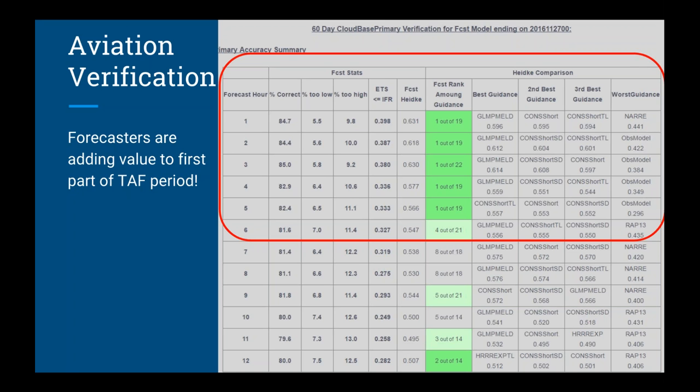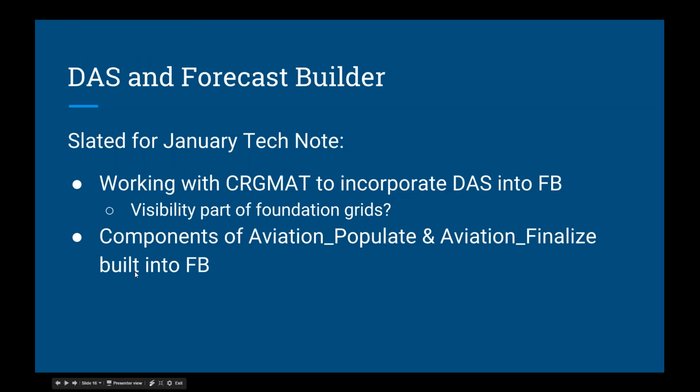Yeah, I had a question earlier. I want to get this straight so I can explain it to the rest of the staff, but the statement was made that the cloud-based primary is the ceiling for the NDFD. Is that correct? In the NDFD, ceiling is actually derived from our grid. So we take the sky cover and then the cloud-based primary to get the ceiling grid. So that's actually done in a process in Aviation Finalize.